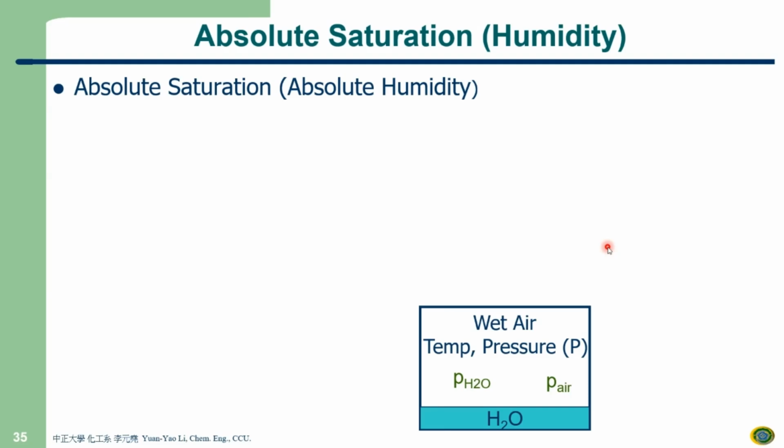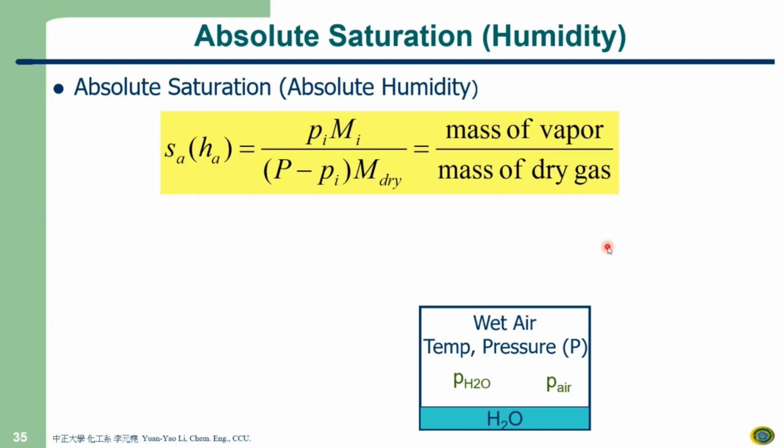And another definition is called absolute saturation. So what is the definition of absolute saturation? Just before we said moles of the vapor divided by moles of the dry air, right? And now this is the mass of the vapor divided by the mass of the dry air. Why? Because this is PM, this is the definition. So this is the partial pressure of the dry air and the partial pressure of the water.